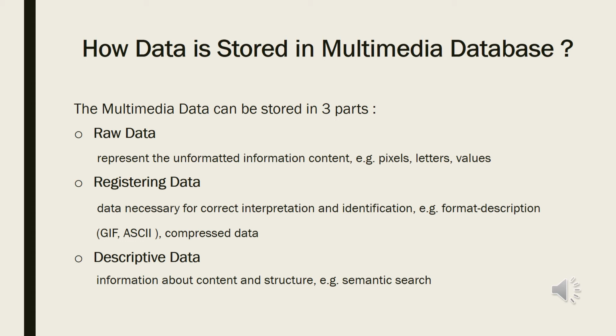Whereas registering data are all those data which are necessary for correct interpretation and identification of data. Examples of registering data are format descriptions like GIF, ASCII, compressed data, etc. And descriptive data are all information about content and structure. Example, semantic search.